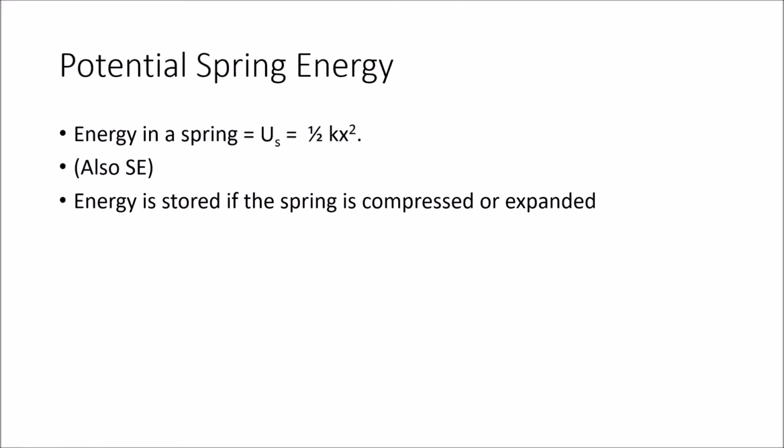Now that we've done that pretty simple problem, we can move on to spring potential energy or potential spring energy. We've already talked about gravitational potential energy being UG. Now we have US. That is potential spring energy. U, for whatever reason, is potential. And so now we have potential spring energy.